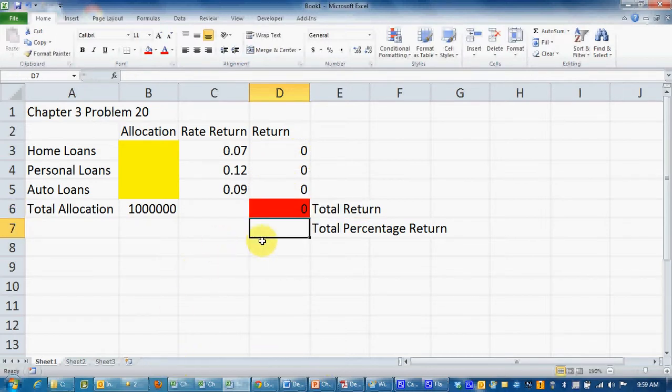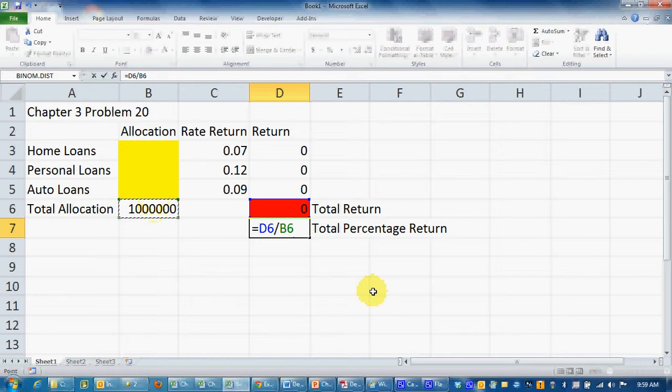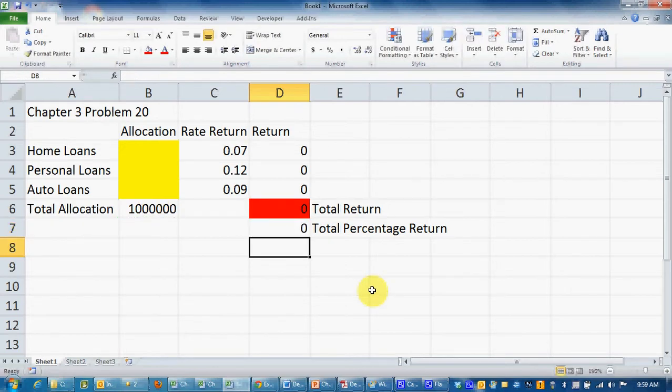And then total percentage return, what we're going to do is divide our total return by our initial allocation. Okay? And that'll be our total percentage return, which the problem asks for. It's not really necessary to do this. I mean, you can always calculate this from this number, but it asked us, so we're going to do it.